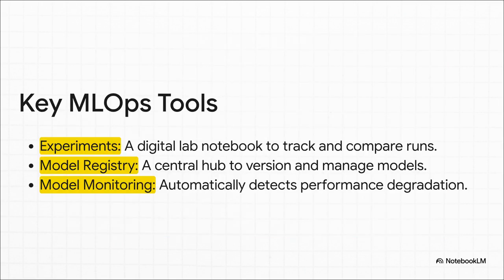And to make this happen, Vertex AI gives you some key governance tools. You've got Experiments, which is like a digital lab notebook. It tracks every single attempt to build a model so you can compare what worked and what didn't. Then there's the model registry, which is like the official library for your production-ready models, giving you proper version control. And finally, model monitoring, which keeps an eye on your live models to warn you if their performance starts to degrade as the world changes.